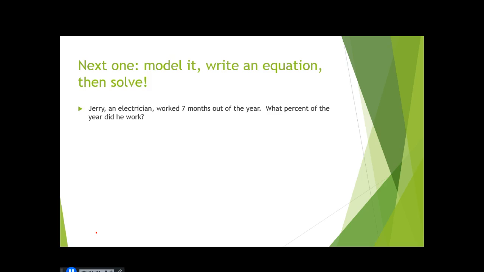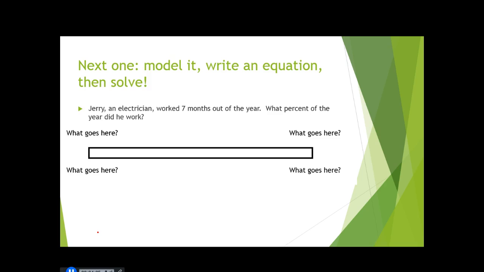Let's model this one. Jerry, an electrician, worked 7 months out of the year. What percent of the year did he work? Here's our bar. What goes there? If this is our empty, and this is our full of our gas tank, what would go here? If you worked 0 months, that's 0%. If you worked 12 months, you'd have 12 here, and that would be 100% of the months of the year.